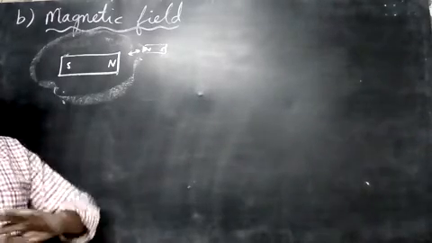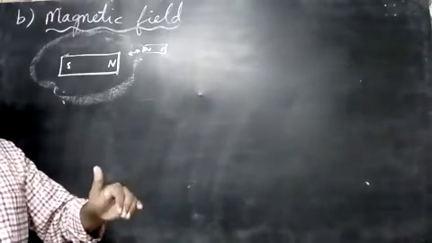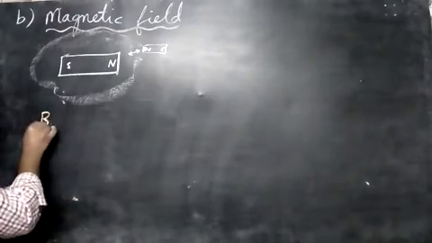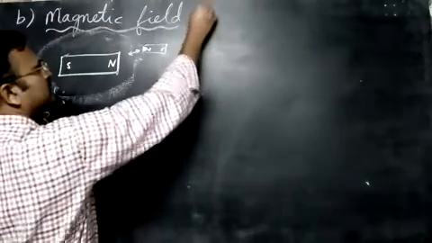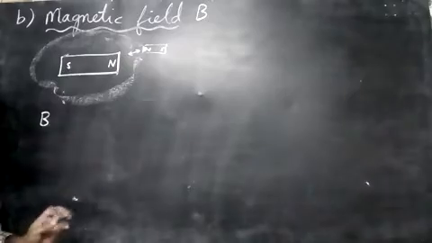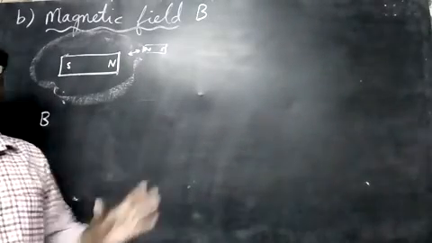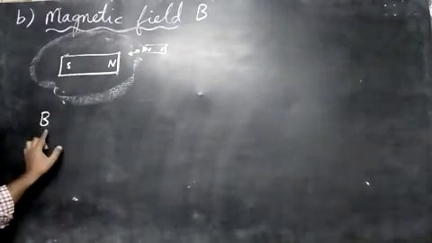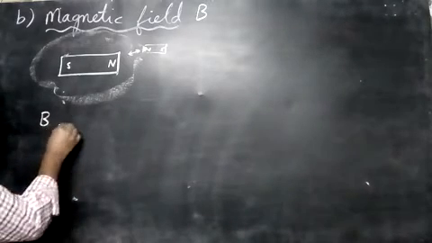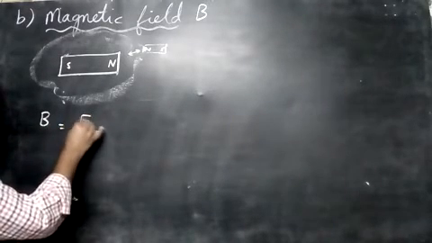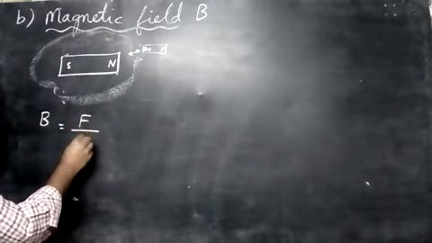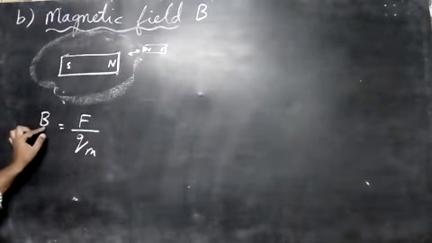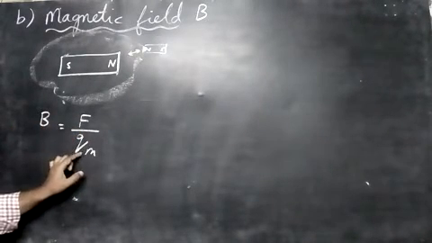We have learned electric field also; in the same way we are defining magnetic field. The symbol for magnetic field is capital B. We use the term B for Earth's magnetic field too. Magnetic field is defined as the force experienced by a magnet of unit pole strength. B means the magnetic field, F means the force, and Qm means the pole strength.